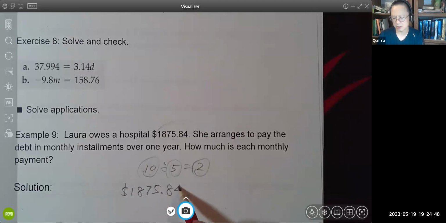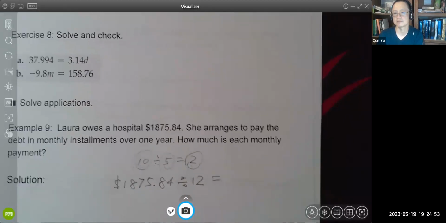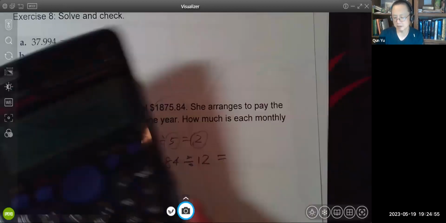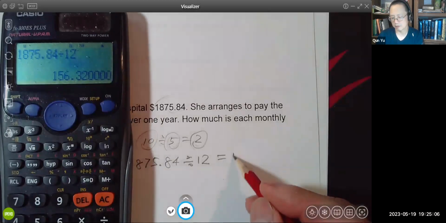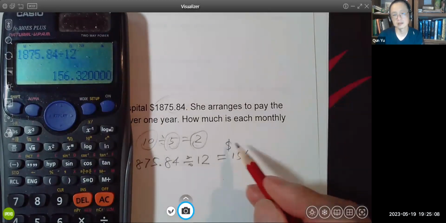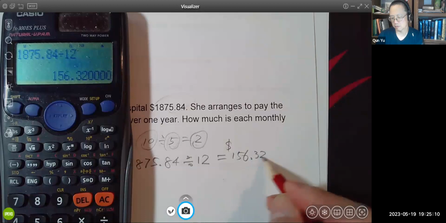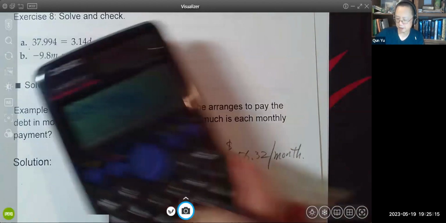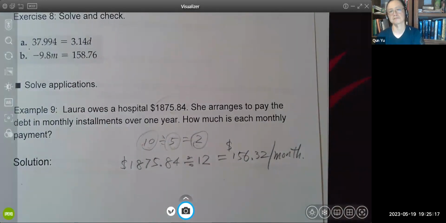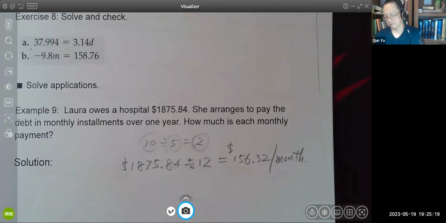We divide this whole thing into 12 installments. The result is 1 installment. So 1875.84 divided by 12. We get 156.32 per month. That's her schedule, monthly payment. Okay.